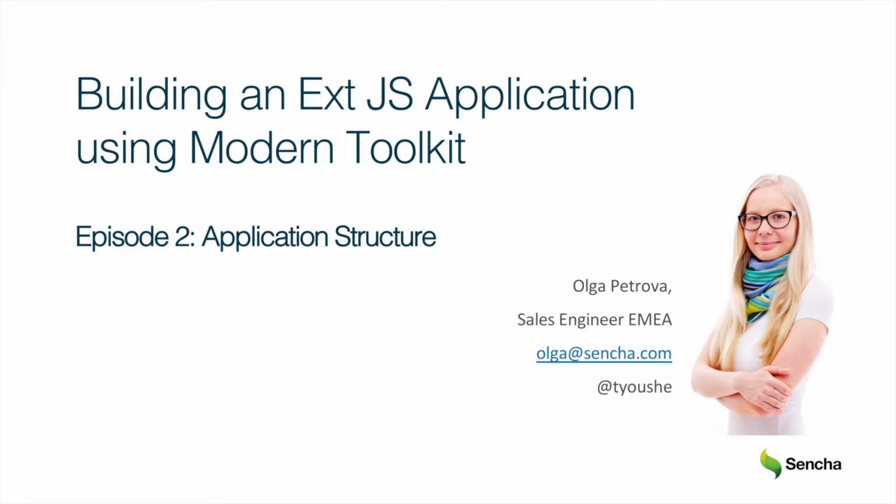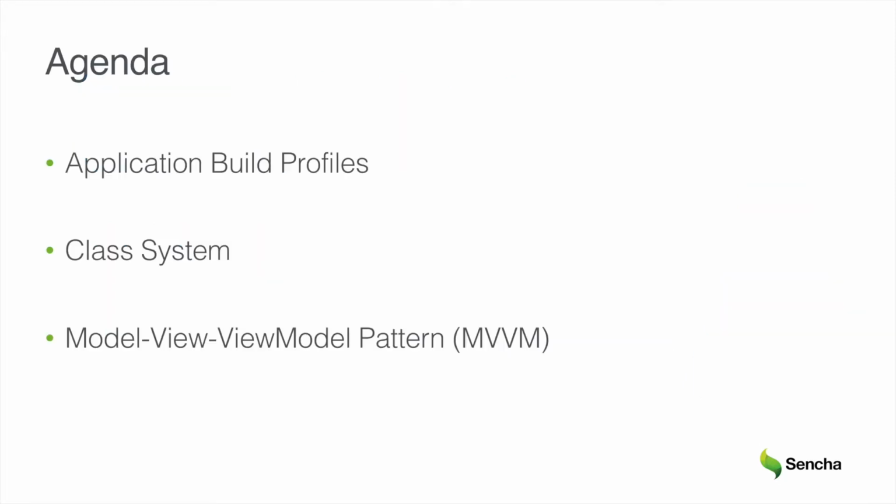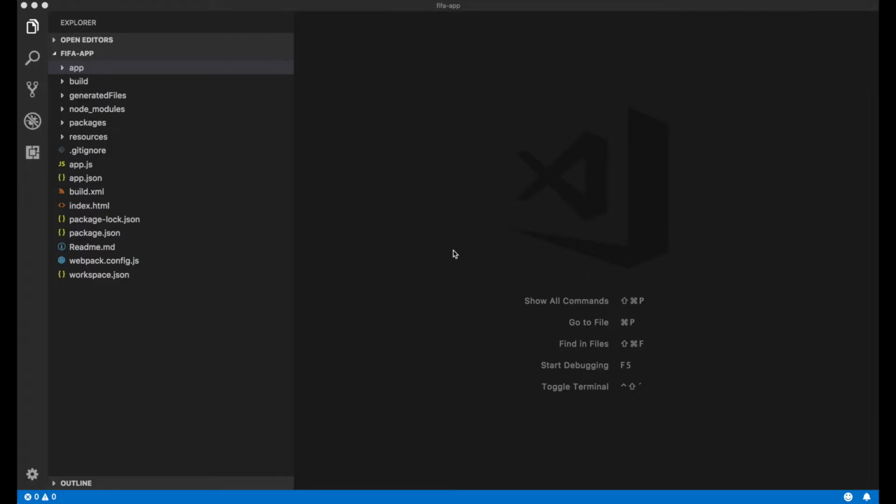It's episode 2, where we will discuss Ext JS application structure. Application structure is a big and complex topic, and I will not go into all details in this short video, but we will discuss basic concepts like application build profiles, the Ext JS class system, and the modern view model pattern for dividing an Ext JS application code. Let's look at the folder structure of the application that we generated in the previous episode.